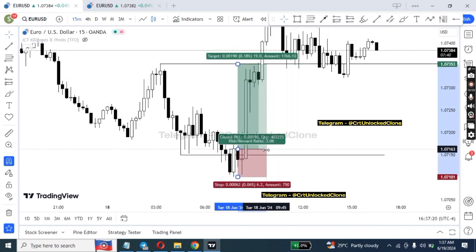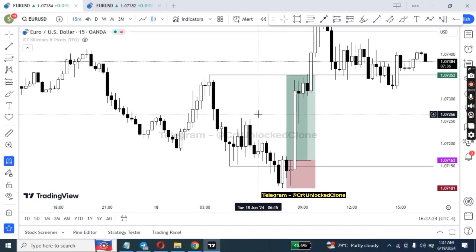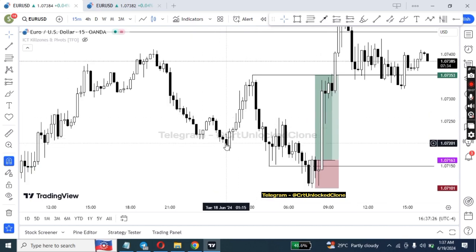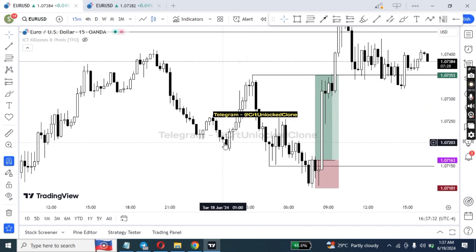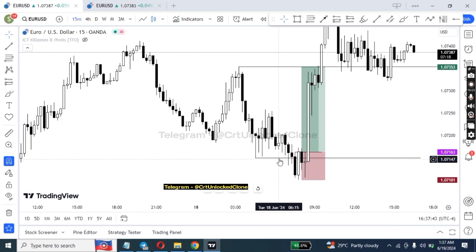So these were the two entries that I had taken on Tuesday. First of all, my expectation was for price to take out this CRT low and then target this one. This trade did not fail. The drawn liquidity and the timing of it itself failed, but I still made profits here. And then I waited for another opportunity, right?